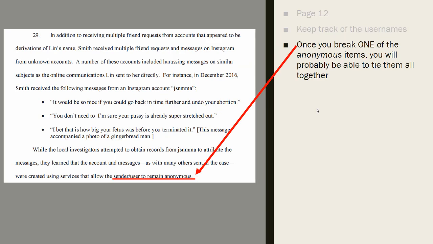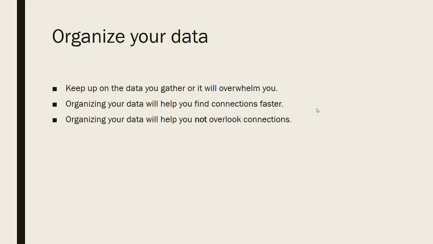Okay, again, this is sending emails that are anonymous, for example, right? My point is try to break one of them. Try to break all of them, obviously, but if you can break one of the anonymous items, as long as you can tie it to the others, you will break all of them without much effort or breaking a sweat. So just a tip on that is organizing your data. You want to keep up on the data that you gather because it quickly overwhelms you in any case that has any type of technology in it. When you organize your data, you're going to find connections a lot faster, and it's going to help you not miss connections.